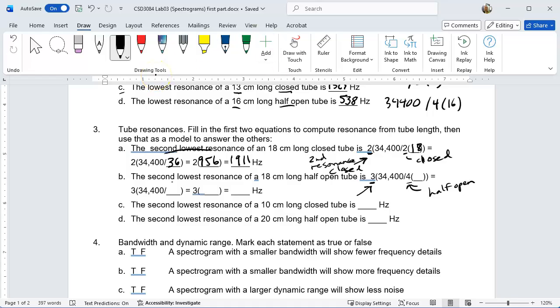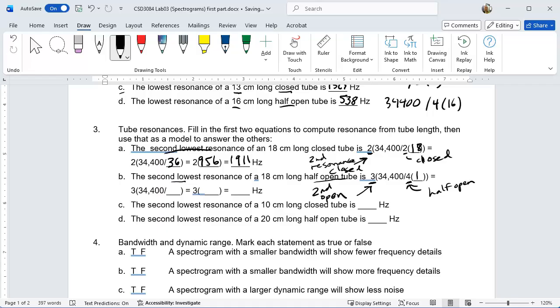All right, second lowest resonance again, half open tube in this case. Because it's a half open tube, I have my one constant of 4 because my wave needs to go up and back 4 times in that tube, travel the length of the tube 4 times to resonate well. And then for the second resonance of an open tube, only the odd number multiples of the lowest resonance are going to work. So the second lowest is going to be 3 times. Third lowest, if we do it, is going to be 5 times.